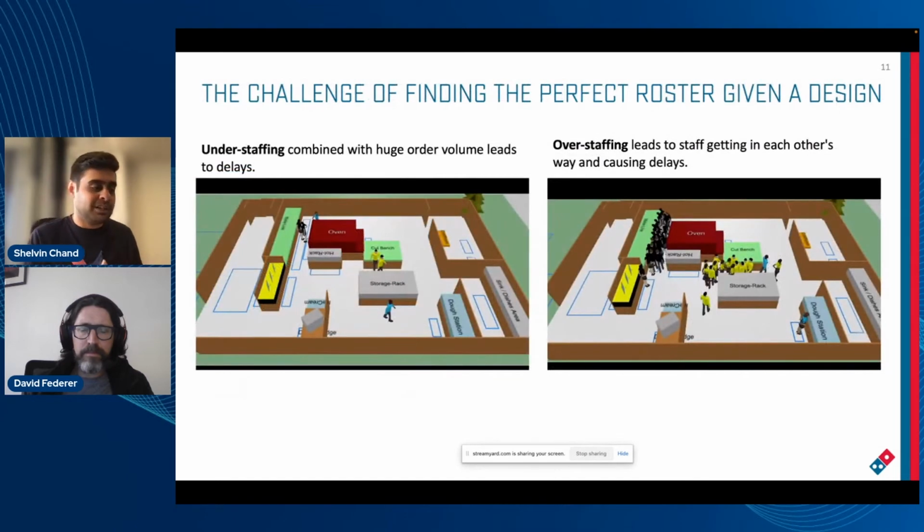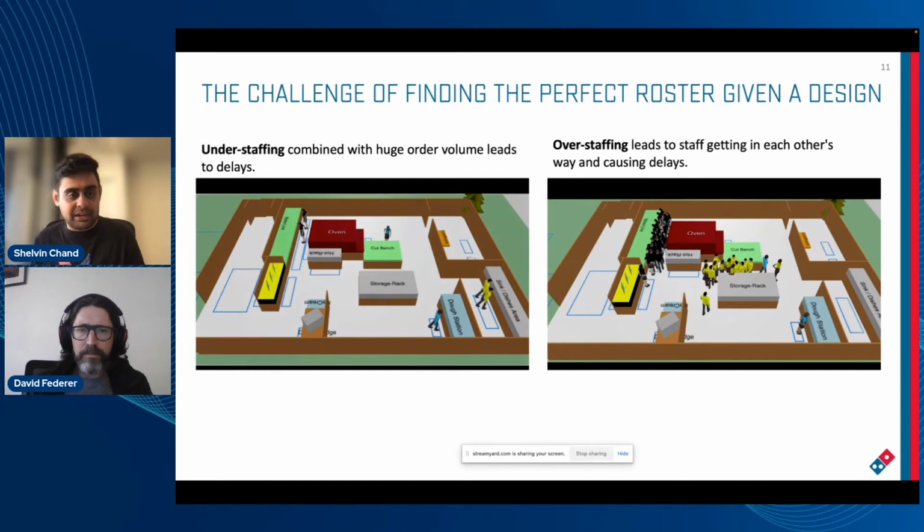And finally, another thing that David mentioned that we're looking at doing is, we started off with trying to find the right type of floor space. Then we tried to figure out what sort of layout would work best for that floor space, and now we are trying to figure out what sort of roster would work best for that particular layout. In this case, we did an experiment with one of our stores where we tried to see what would happen if we completely understaffed it or completely overstaffed it with huge order volumes coming in. The layout and the order volumes are the same. It's just the staffing levels that are different.